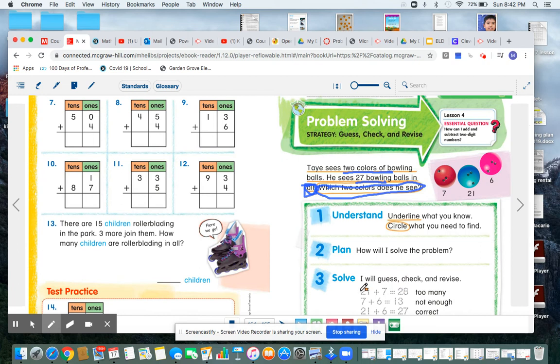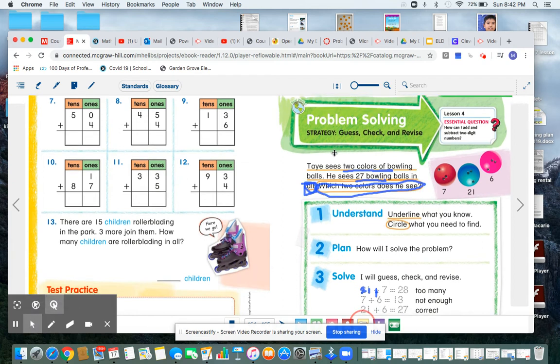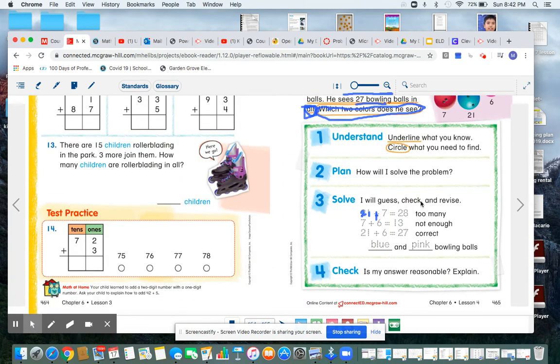So I'm going to add 21 plus 7. That is 28. That's too many. I need 27. So I'm going to go ahead and do the next one. I know that 7 plus 6 is not going to give me 27. So I already guessed that. And I'm going to trace it. You're going to trace it. And I know that that's not going to be it. So you're going to go ahead and try the next one.